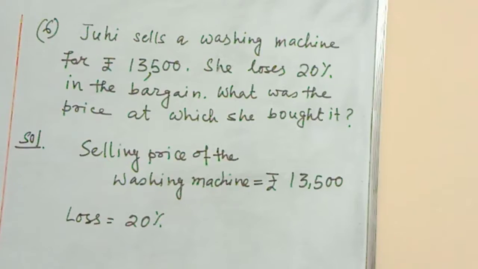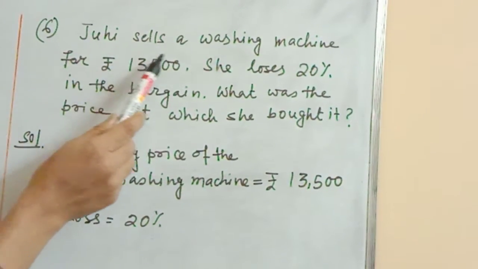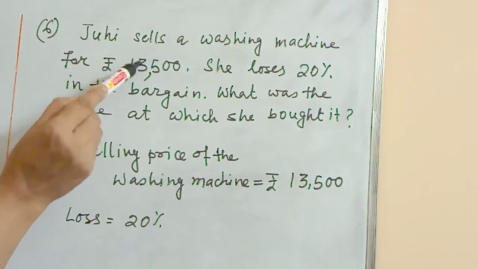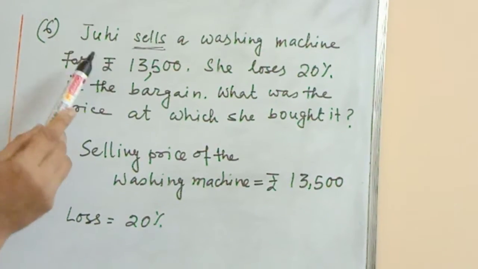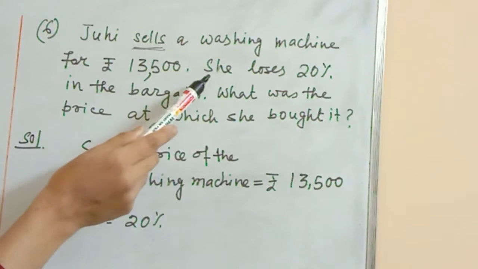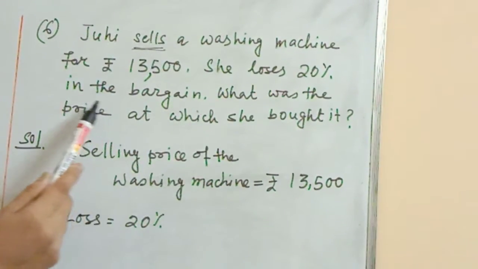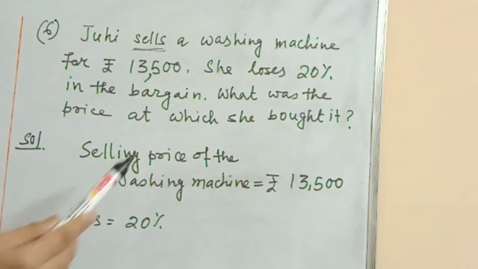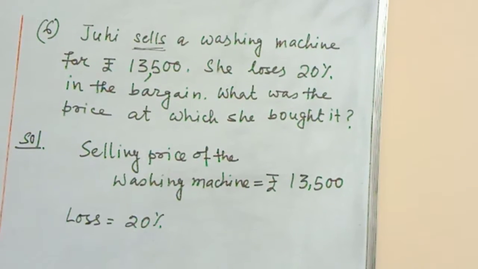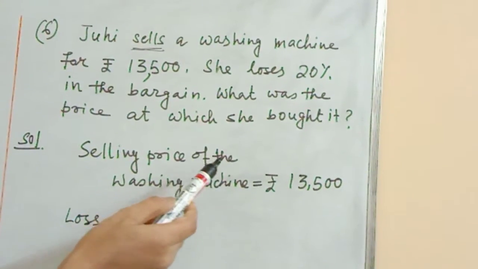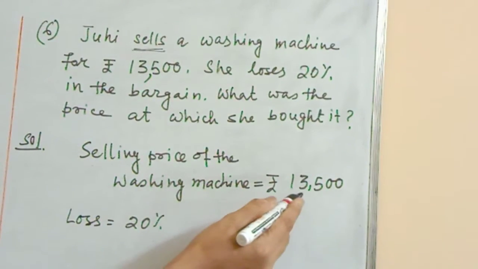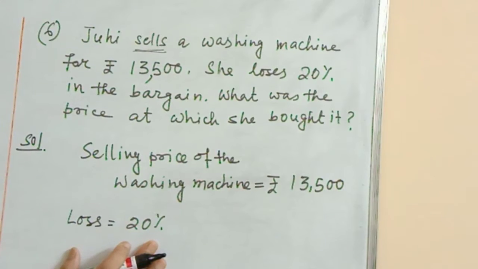Next question. Now in question number 6, Juhi sells a washing machine for rupees 13,500. It is the selling price. She loses 20% in the bargain. What was the price at which she bought it? That means cost price is not given here, it is missing. But the selling price of the washing machine is given, 13,500, and loss is 20%.